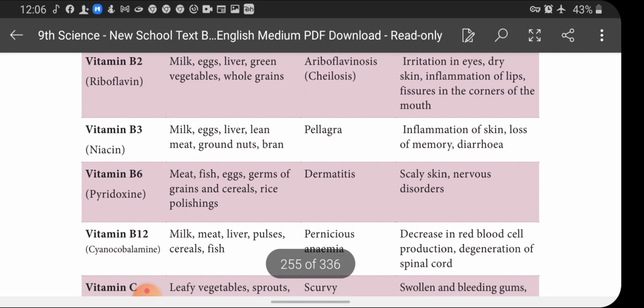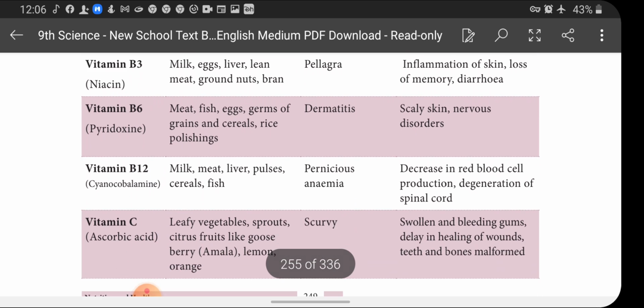And vitamin B3, it is commonly called niacin. Its dietary sources are milk, eggs, liver, lean meat, groundnuts, brain, etc. And the deficiency disease of vitamin B3 is pellagra. Symptoms are inflammation of skin, loss of memory, diarrhea.